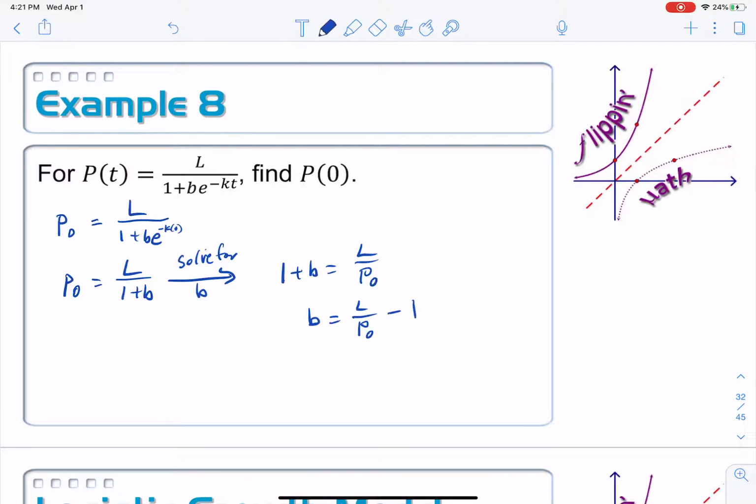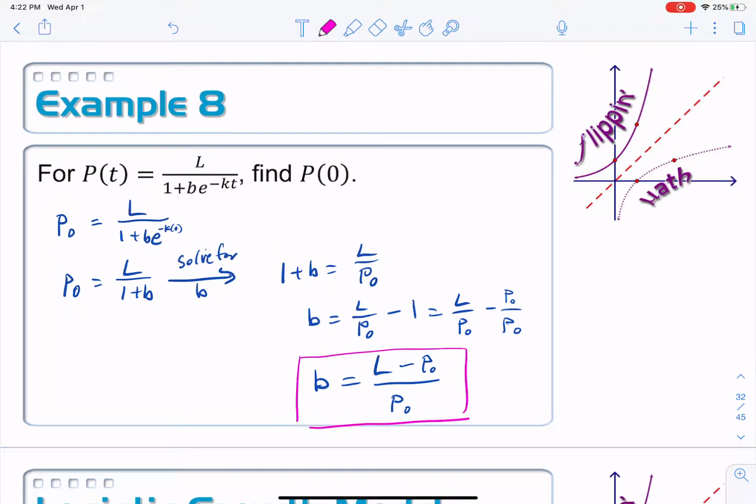All right, but then another little trick is that we get a common denominator between those two things, which would be P sub 0, the initial population. So this is L over P sub 0 minus P sub 0 over P sub 0. To get a b value of, I should say, carrying capacity minus initial population over the initial population. It's not quite as straightforward as the one for exponential growth, but it's simply carrying capacity minus the population over the initial population.